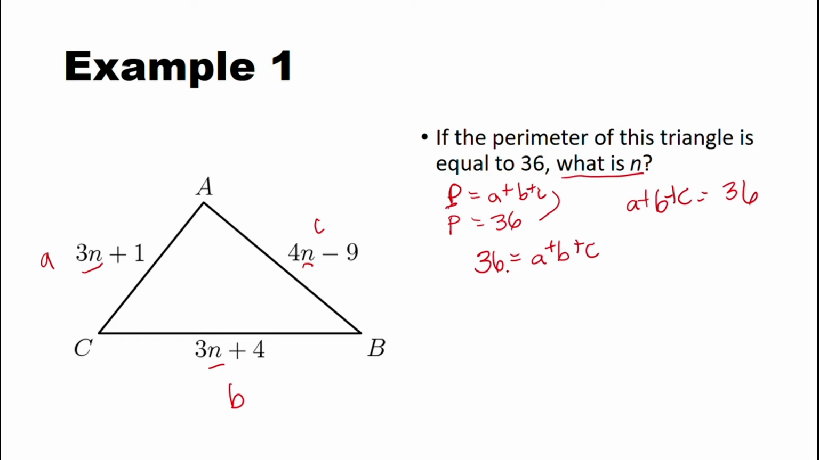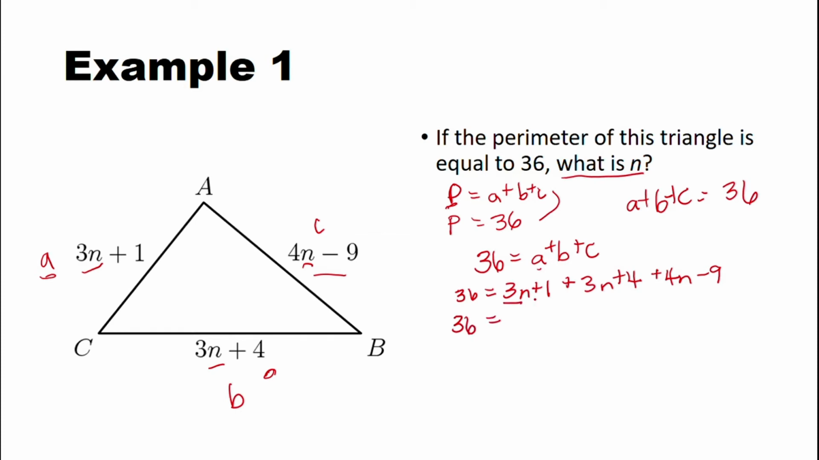So now I could just fill in what I know here. So 36, we leave it, and side A is over here, so that's 3n plus 1. And now I'm going to add B, which is over here. So that's 3n plus 4. And I'm going to add C, which is 4n minus 9. Okay, so our next step, we'll leave that 36 alone for now. We'll deal with it in a bit.